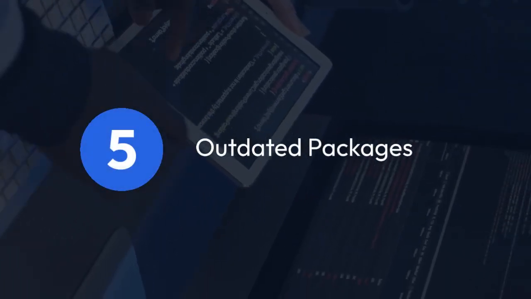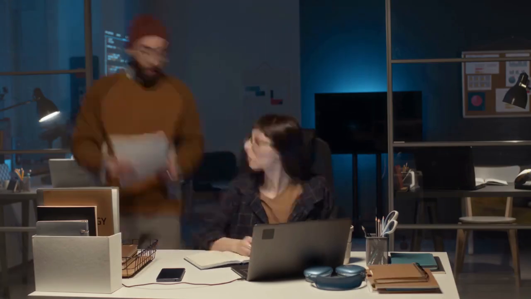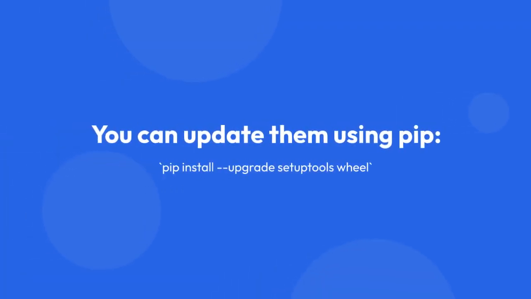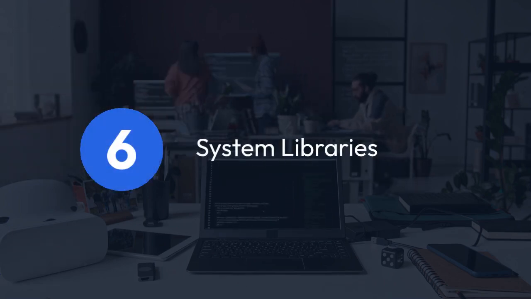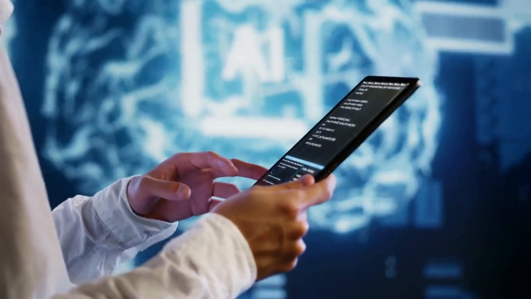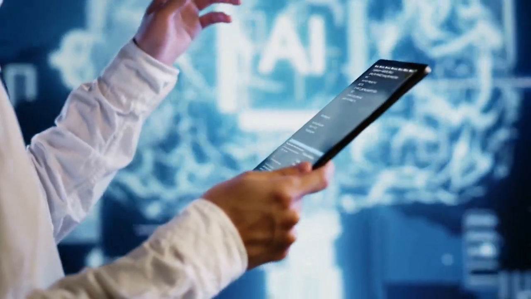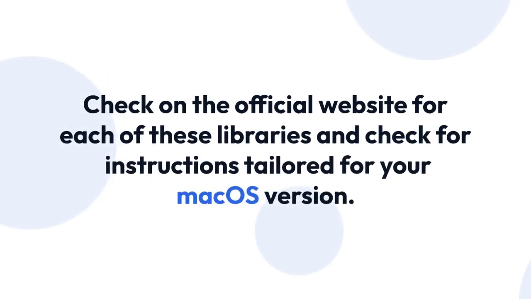5. Outdated packages. Make sure you have the latest versions of setuptools and wheel. You can update them using pip install --upgrade setuptools wheel. Out-of-date build tools can lead to errors. 6. System libraries. Some libraries might require specific system libraries, which are not always installed by default. Research the system library dependencies for GDAL and Pillow. Check on the official website for each of these libraries, and check for instructions tailored for your macOS version.